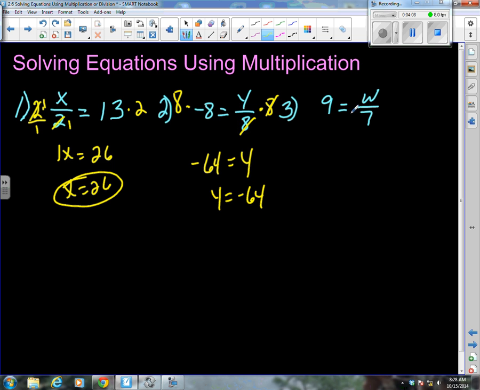Again, I've got w divided by 7. The opposite of division by 7 is multiplication by 7. Okay, 7 times 9 is 63. The 7's cancel. I get w over here, and I like writing w on the left-hand side. Okay, let's look at the next page.